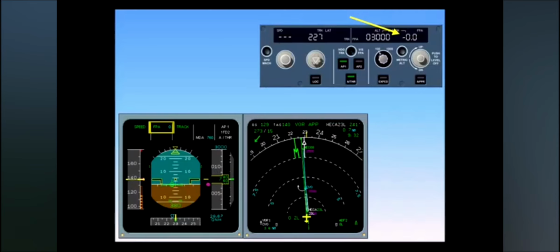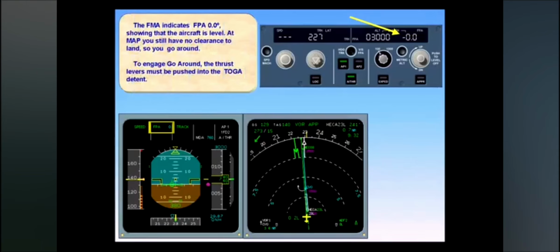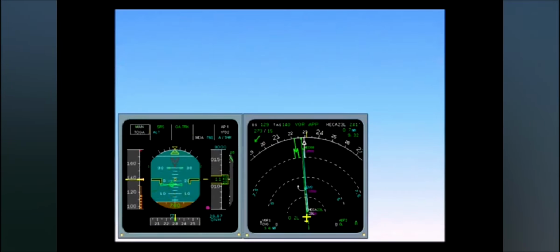To engage go-around, the thrust levers must be pushed into the TOGA detent. When the go-around mode is engaged, the FMAs indicate manual TOGA. Throttles are now manually controlled, since TOGA is beyond the auto-throttle engagement range. SRS, the vertical mode similar to takeoff. SRS will maintain V approach or aircraft speed, whichever is higher.